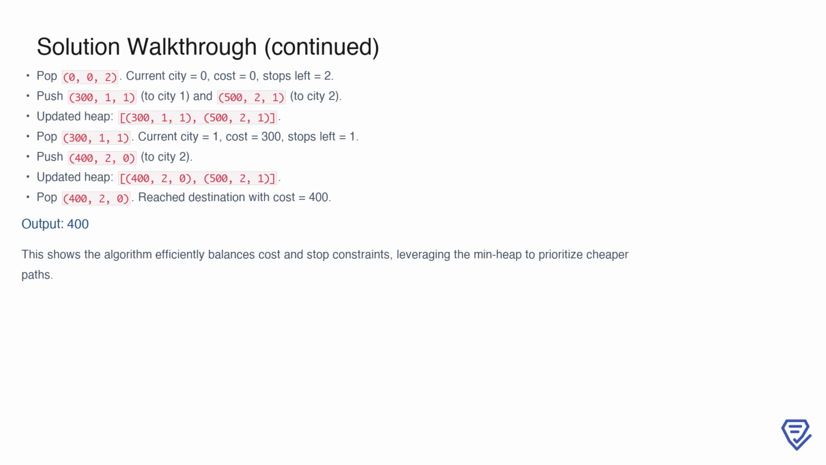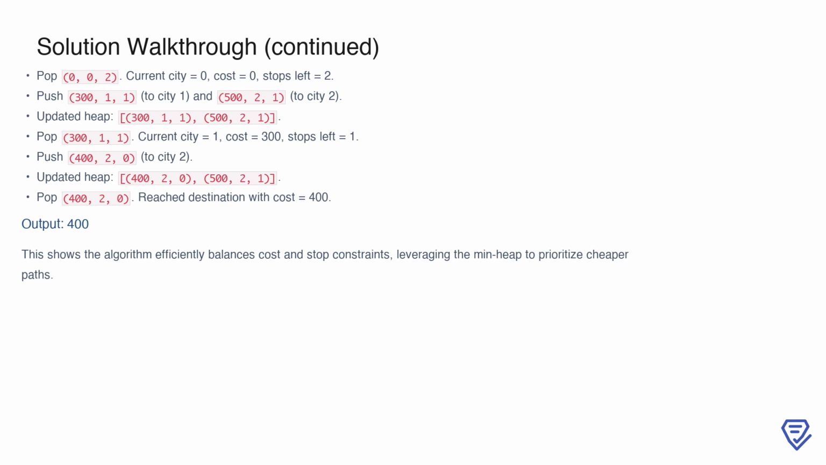Next, we pop 300, 1, 1, meaning we're at City 1 with a cost of 300 and 1 stop left. From City 1, there's a flight to City 2 for 100, so we push 400, 2, 0 onto the heap. The heap updates to 400, 2, 0 and 500, 2, 1. Finally, we pop 400, 2, 0, reaching the destination City 2 with a total cost of 400.